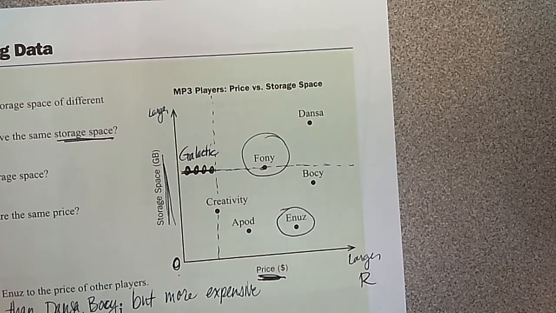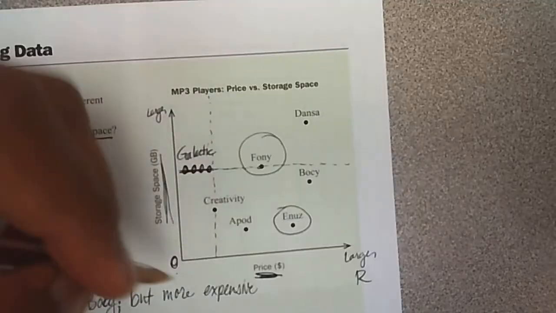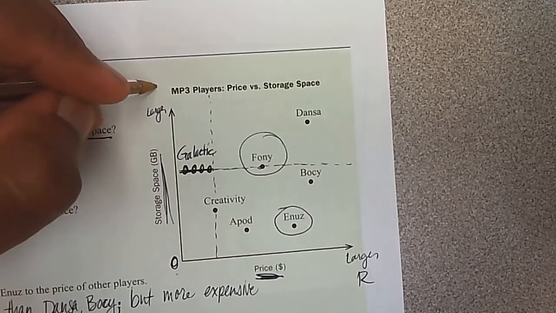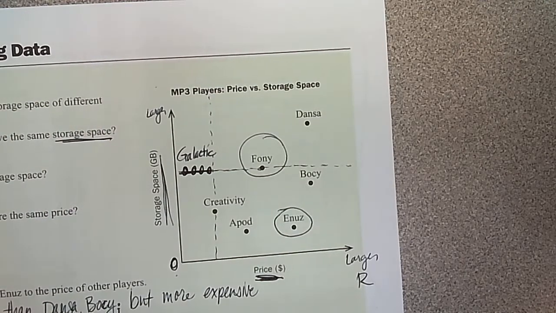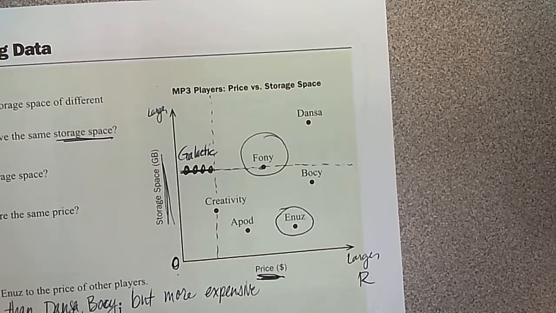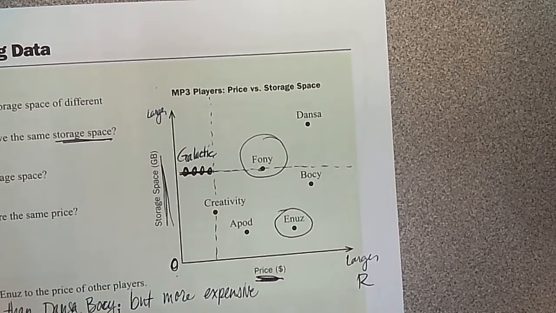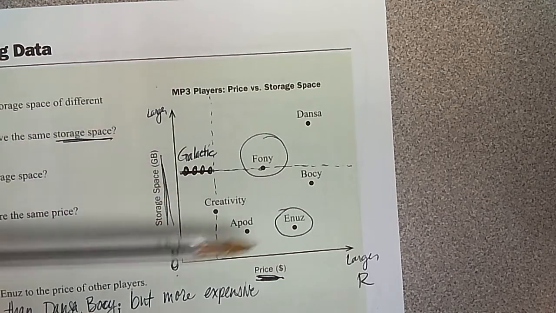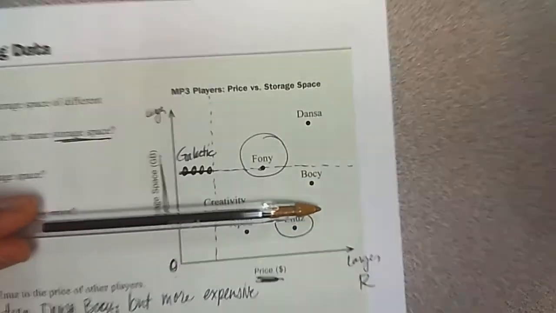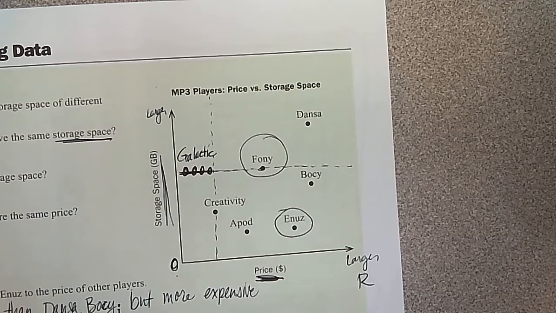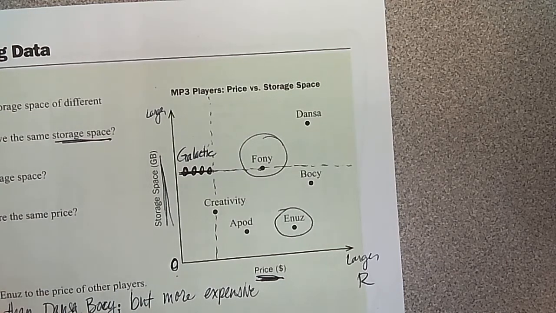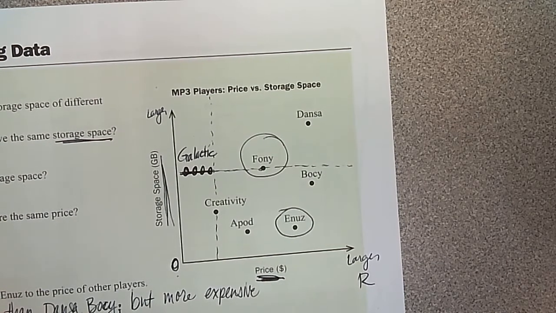On number 3, it says list the MP3 players in order from least to most storage. So storage is this way. The smaller numbers are at the bottom, the larger numbers are at the top. So we have a tie for least with APAD and eNoise. Work our way up. We have Creativity. Remember, we're working with storage, so we're working our way up. So next is Boise, Phony, and Dancer.